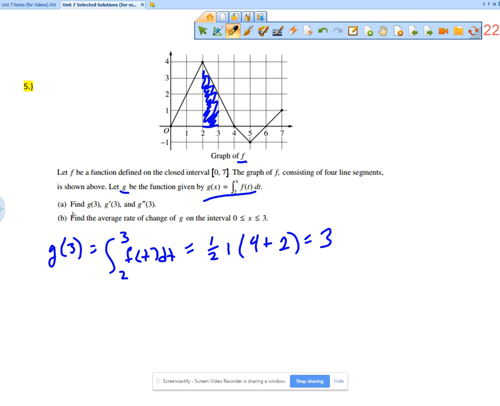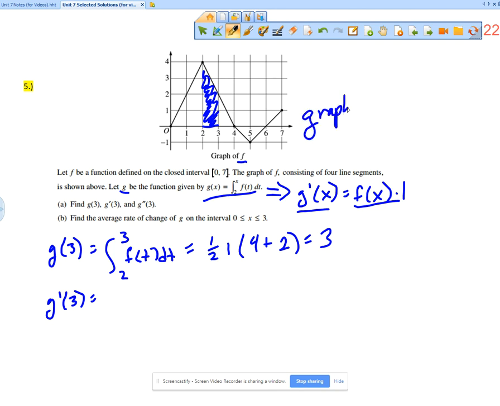Next, A says find g prime of 3. In order to find g prime of 3, I need to think about, here's g of x, what is g prime of x? Now, this is the 7.4 question. This is the second fundamental theorem of calculus. How do I find the derivative of this function? I take x and put it in for t, so I get f of x, and then I multiply by the derivative of x, which is 1. And so, very simply, this is a graph of f, but g prime is equal to f. So this is actually a graph of g prime of x as well.